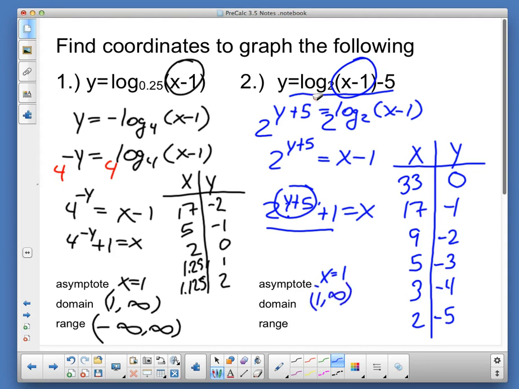Crazy. I should probably change those numbers just for fun. And then my range, negative infinity to infinity. Even though your calculator will return a funky looking graph, it's negative infinity to infinity for my range. Are you okay with that?